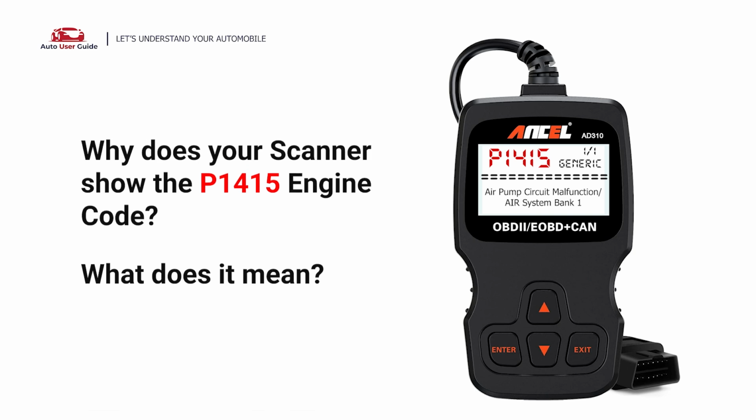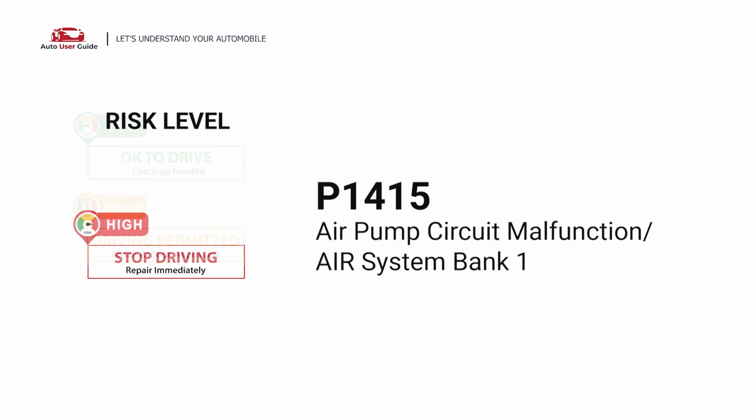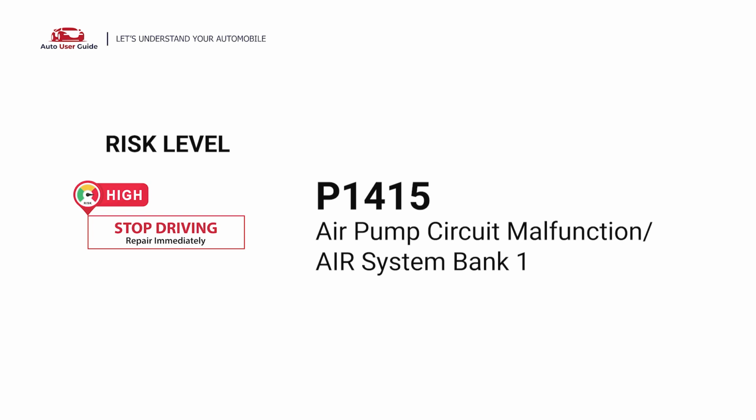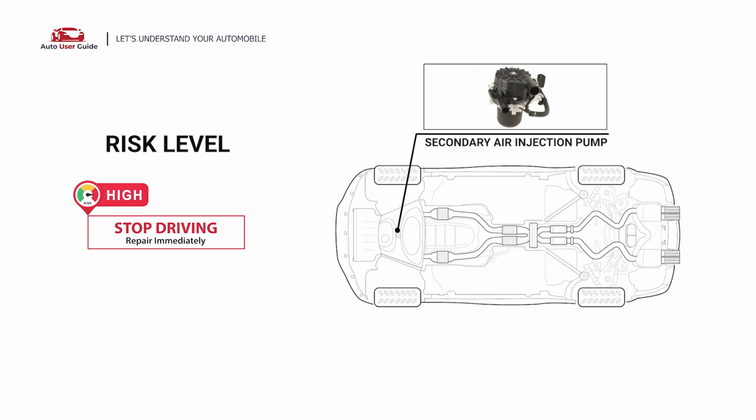Why does your scanner show the P1415 engine code? What does it mean? P1415 is a diagnostic trouble code for air pump circuit malfunction or air system malfunction in Bank 1. It indicates a malfunction in the secondary air injection system in Bank 1 of an engine. Under this circumstance, stop driving and repair your vehicle immediately.